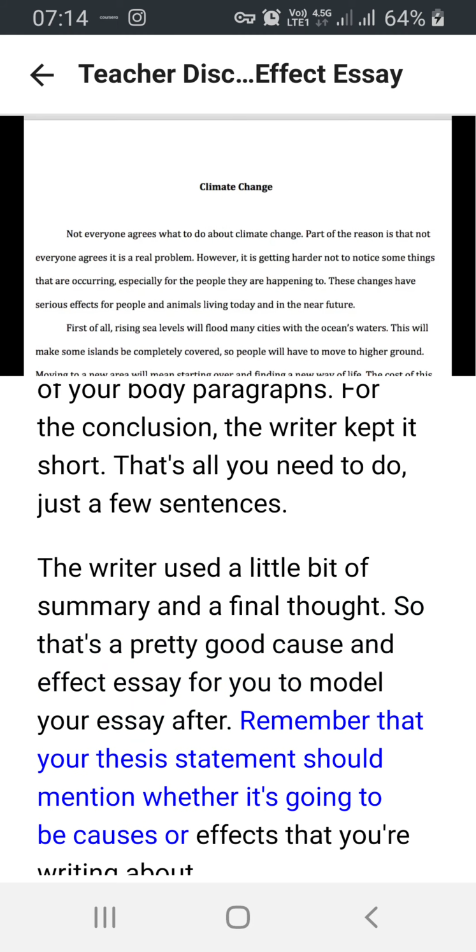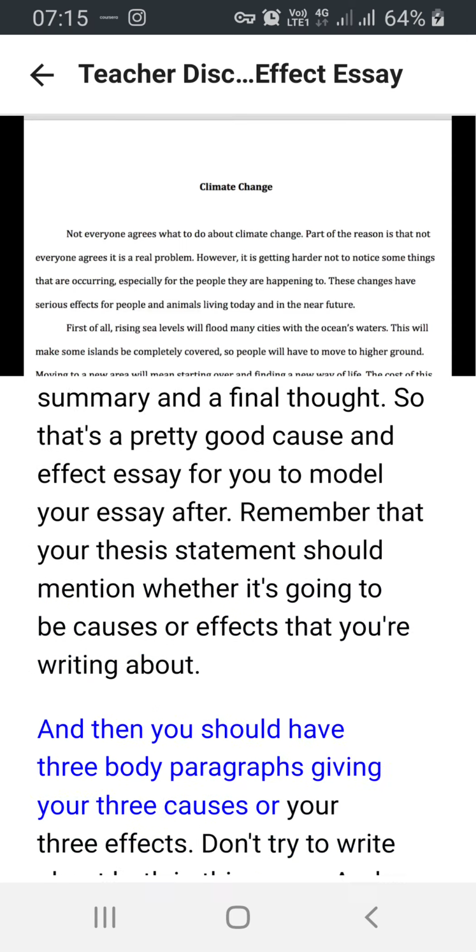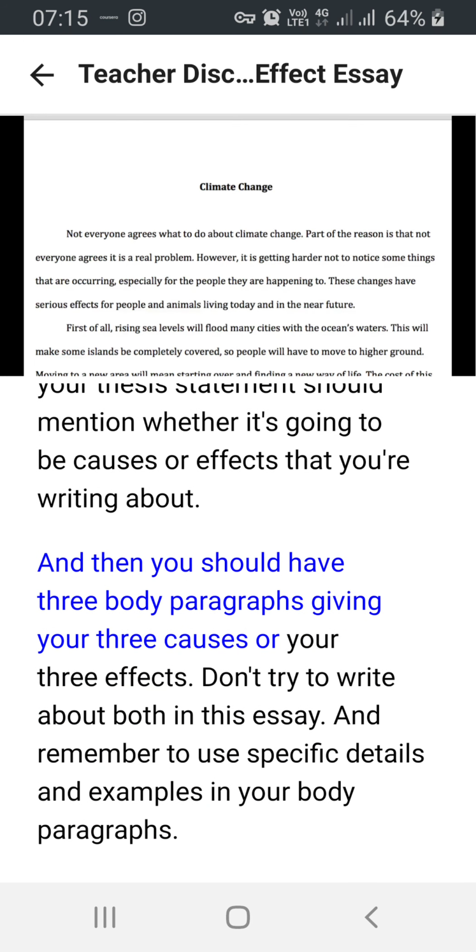Remember that your thesis statement should mention whether it's going to be causes or effects that you're writing about, and then you should have three body paragraphs, giving your three causes or your three effects. Don't try to write about both in this essay. And remember to use specific details and examples in your body paragraphs.